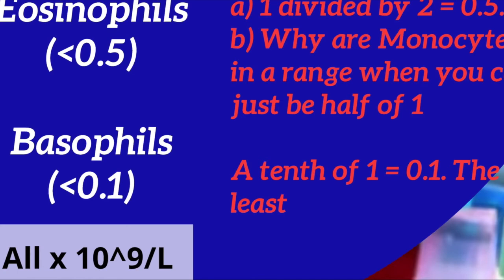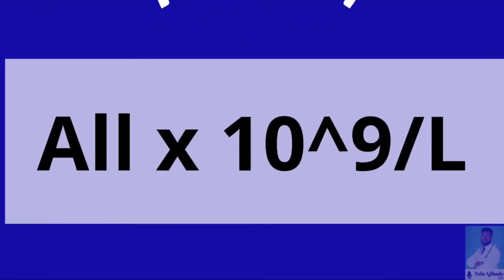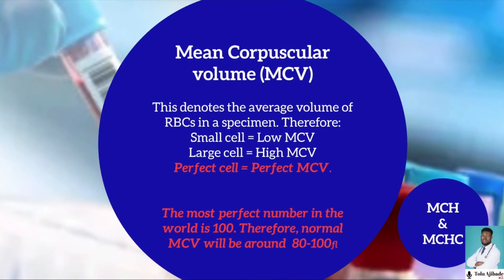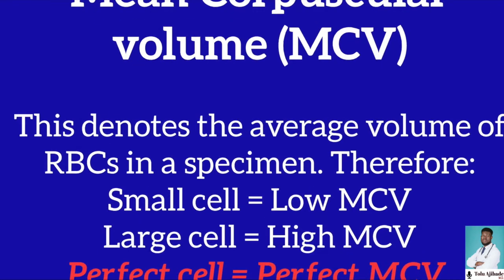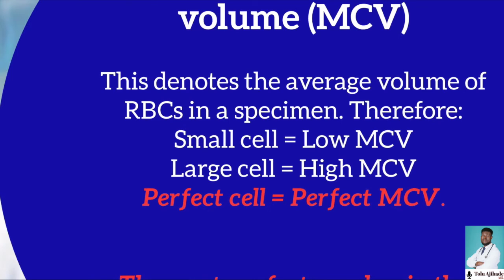I hope we all understand this. Moving on to the next thing. Remember, all of this is to the power of 9, so times 10 raised to the power 9 per liter. Now, mean corpuscular volume. What is mean corpuscular volume? This denotes the average volume of red blood cells in a specimen. So what's the average volume of the red blood cells in a particular specimen given?